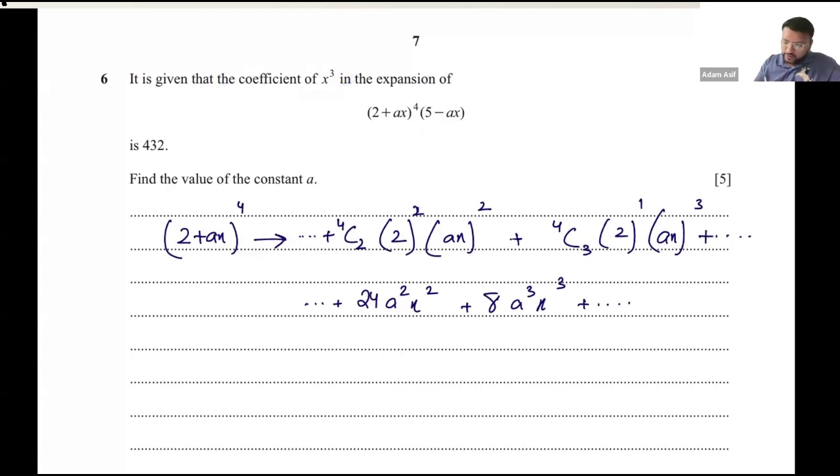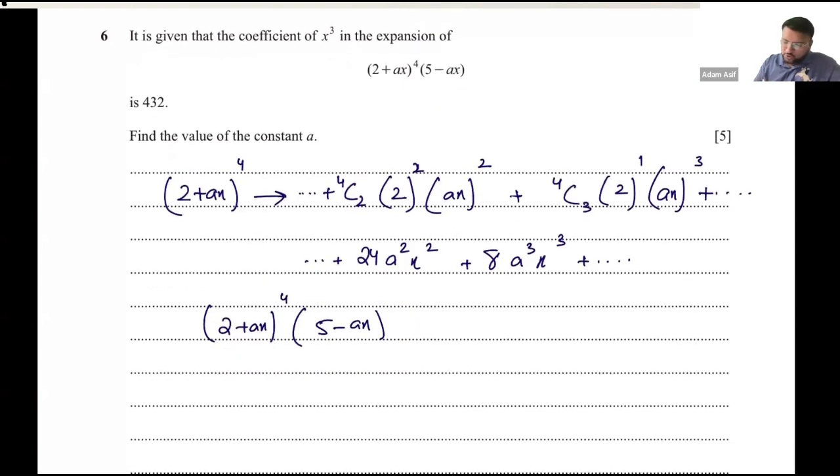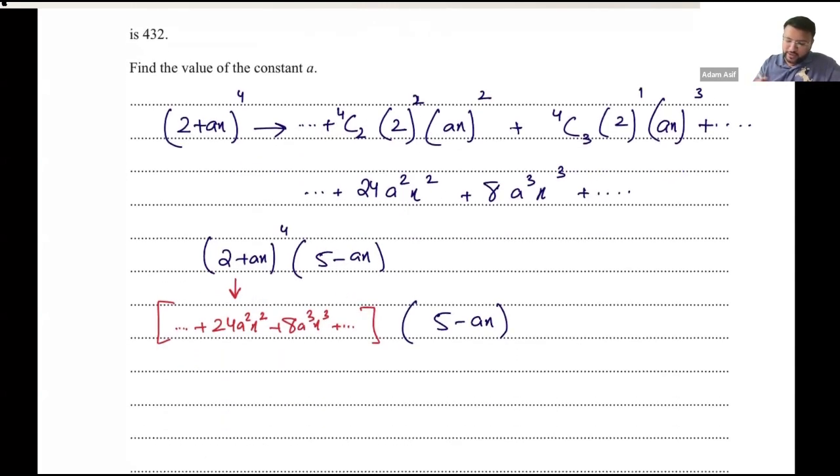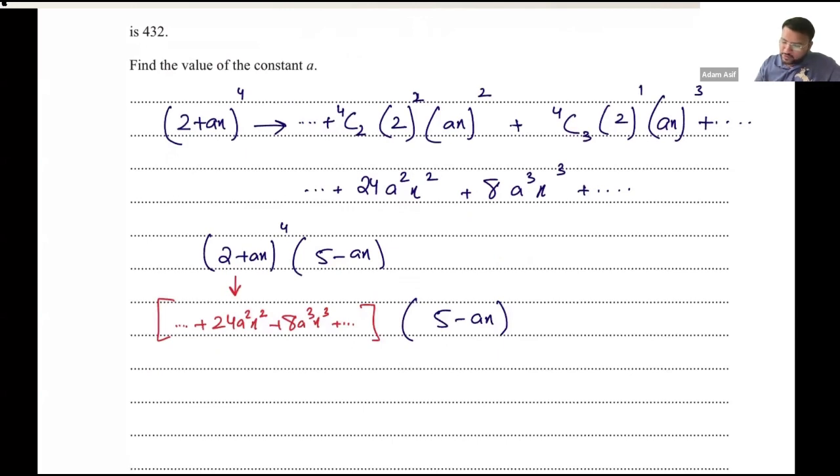So if 2 plus ax to the power of 4 times 5 minus ax is being multiplied, then 2 plus ax to the power of 4 के जो terms हैं, that are 24a square x square plus 8a cube x cube, और यहाँ पे that's 5 minus ax. How can I get a term in x cube? I will have to multiply 5 with this number and minus ax with this number.